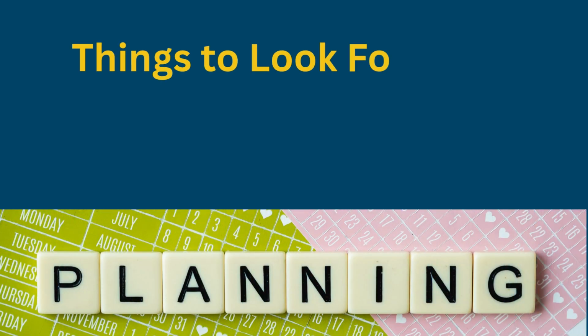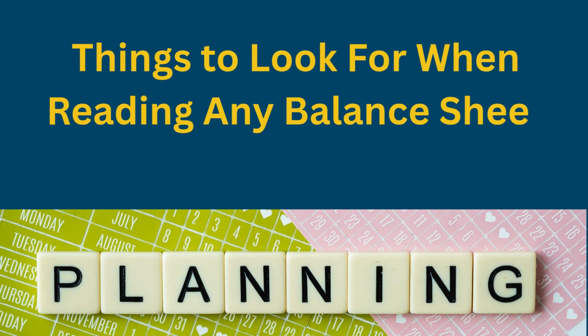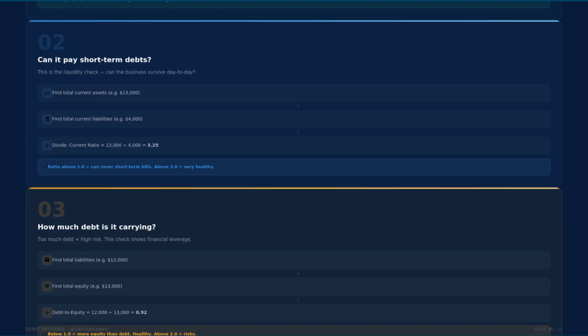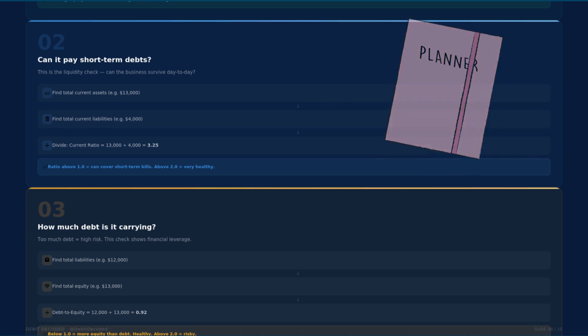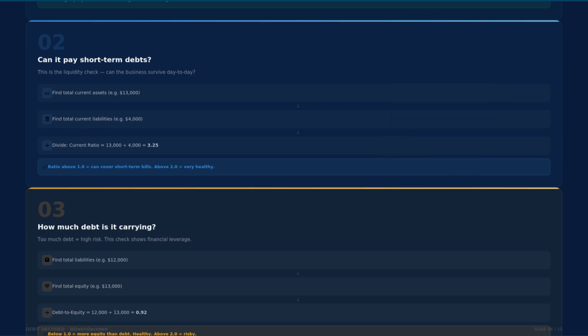Things to look for when reading any balance sheet. Now that you understand what a balance sheet is, let me give you 3 things to look for every time you read one. Number 1. Is the equity positive and growing? Positive and growing equity means the business is building value over time. Negative equity is a red flag.